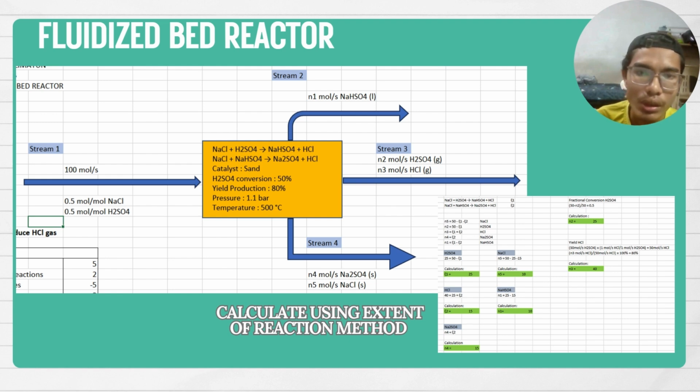When we calculate it, as you can see here, the conversion for H2SO4 is 50% and the yield of production is 80%. The yield is the substance we want. The desired substance we want is HCl. Because of that, we can calculate it. As you can see in the Excel, the molar flow rate of HCl produced is 40 mol per second.